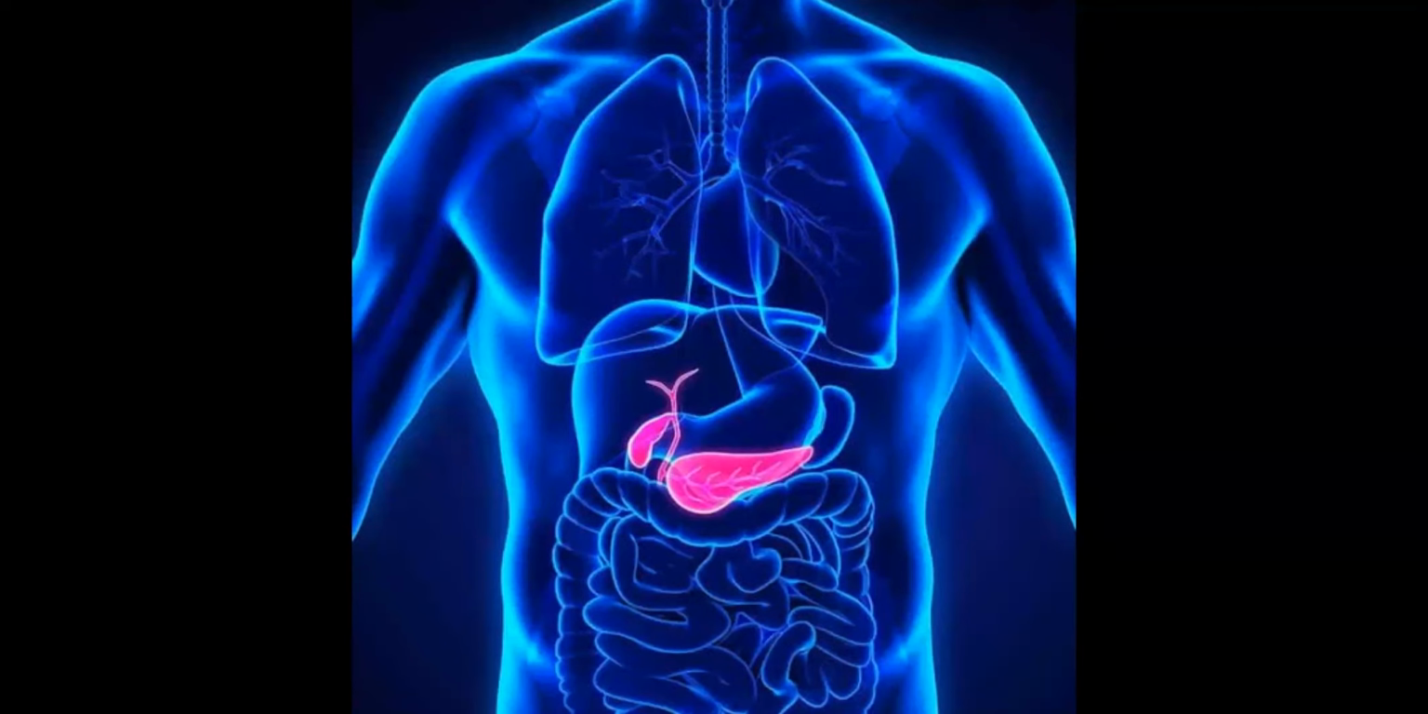Exactly, insulin and glucagon. Which is the hyperglycemic hormone secreted from pancreas? Glucagon is correct. Which is the hypoglycemic hormone secreted from pancreas? Insulin is correct.